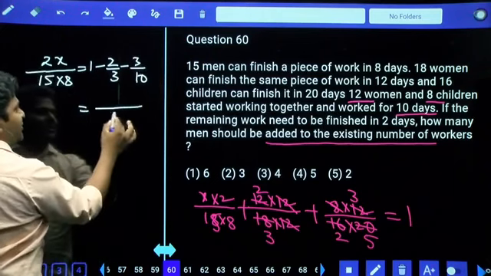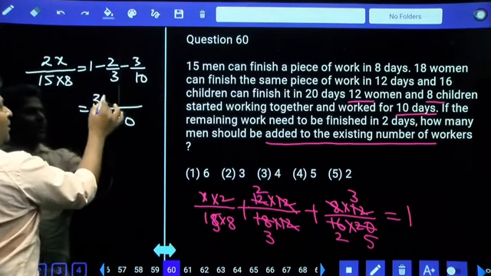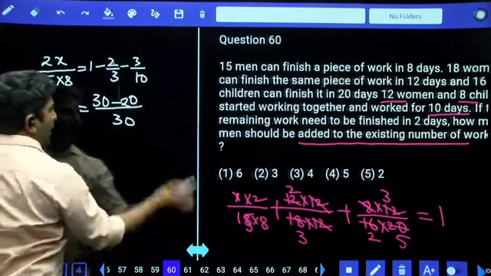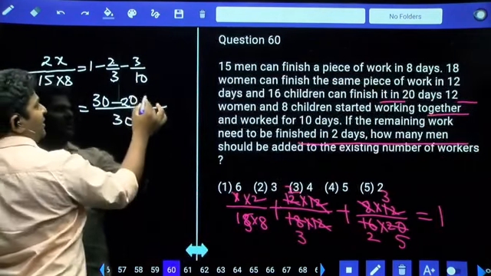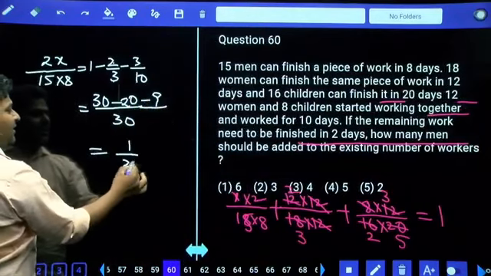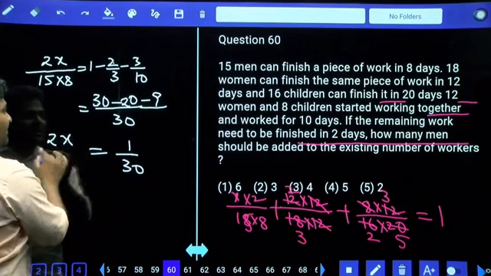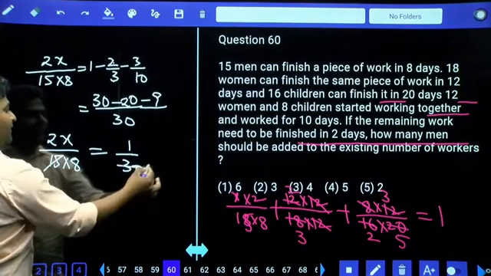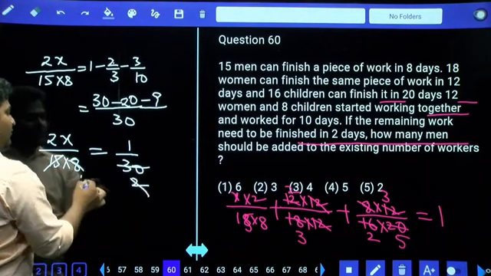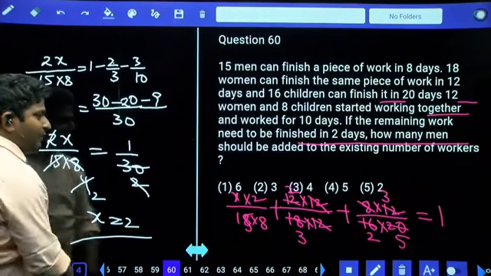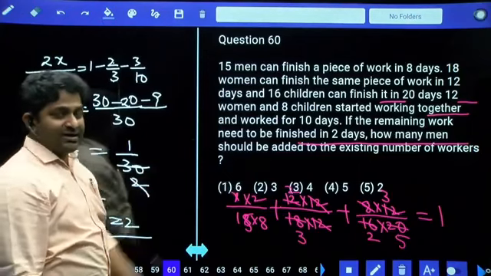So take LCM, which is equal to 30. 1, 3, 10 times here, which is 20. And 10, 3 times here, 3 into 3, 9. 30 minus 29, that is equal to 1 by 30, which is equal to 2x divided by 15 into 8. 15, 2 times here, 2, 4 times here, 2, 2 times. So x value is equal to 2. X is equal to 2, hence answer is fifth option.